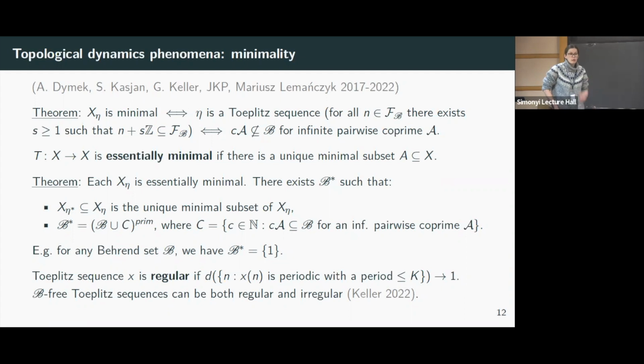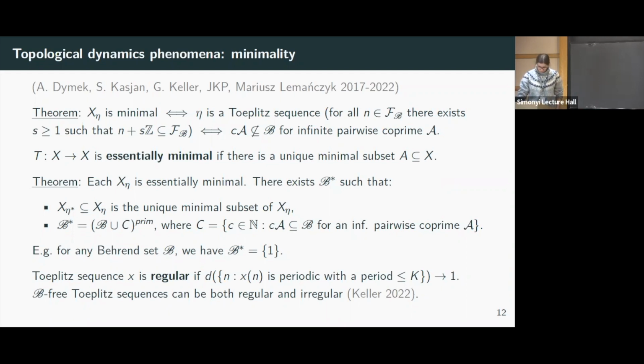And there is a way of constructing this B star. So what do you do? You start with your B, you look at the scales of infinite pairwise coprime sets that sit there with this scale. You add these scales and then you make your thing primitive. So this is how you produce B star. And for example, for any Barren set, this B star will be just a singleton.